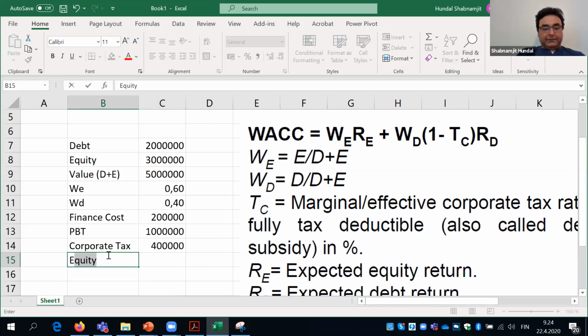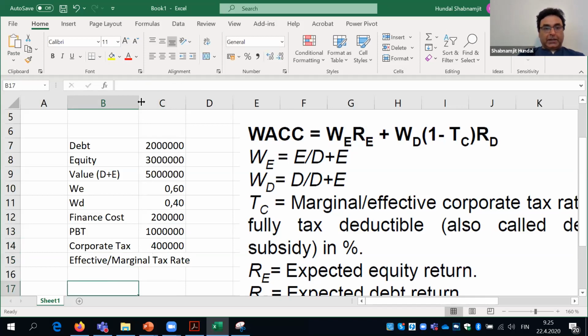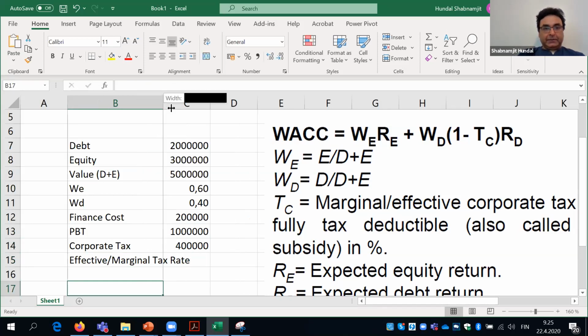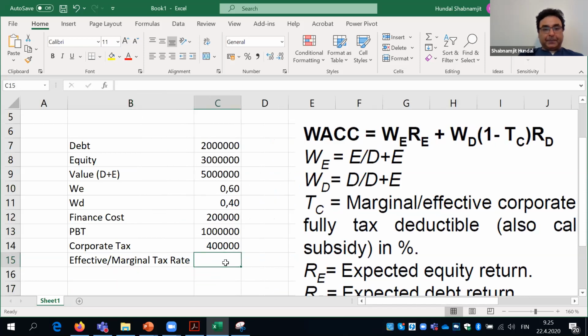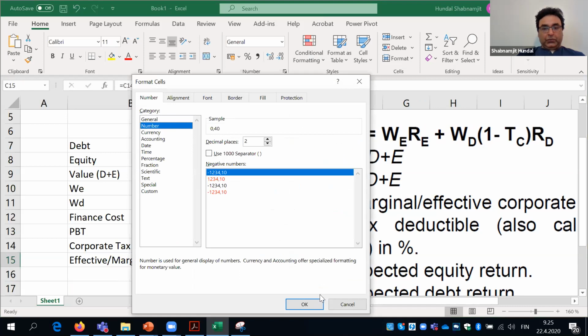It means that the effective or marginal tax rate which the company is paying is basically the amount of corporate tax divided by the profit before tax, which means that the effective corporate tax rate is also 40%.